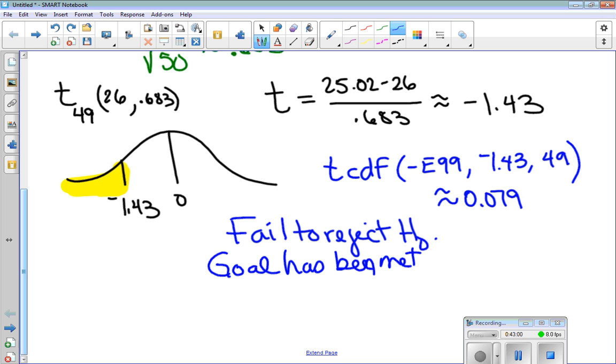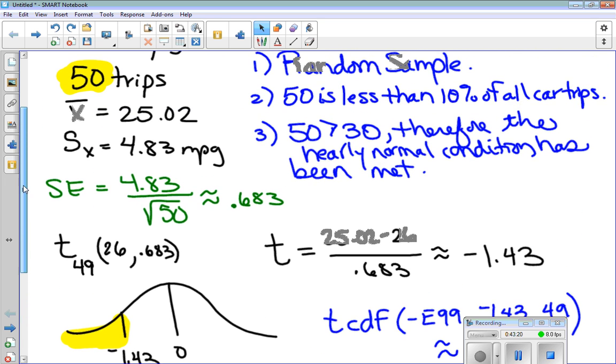Let me read what they say. So E says, state what the p-value means in context. No, p-value in context means the likelihood of our sample happening by chance is about 7.9%. Part E would be the conclusion, which is what I read. The goal has been met. Do you feel a little bit better going through it again?